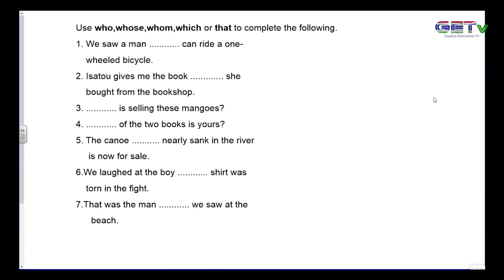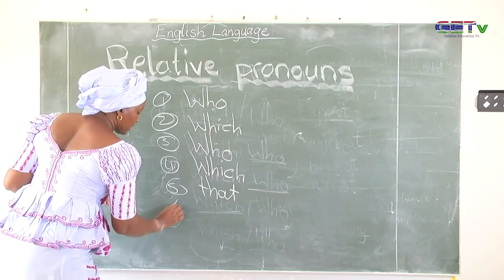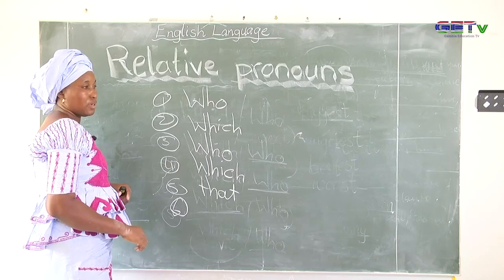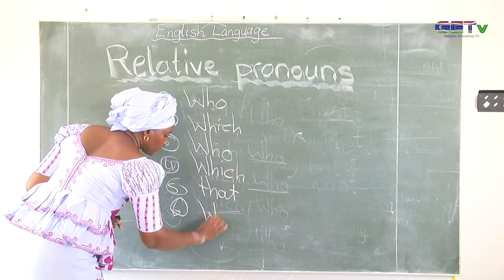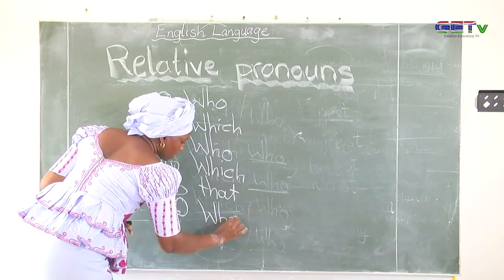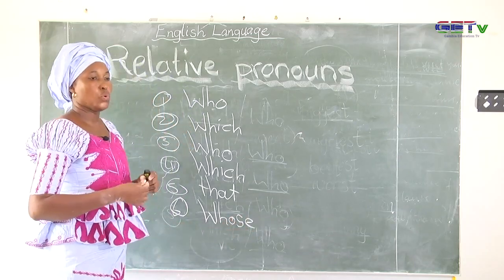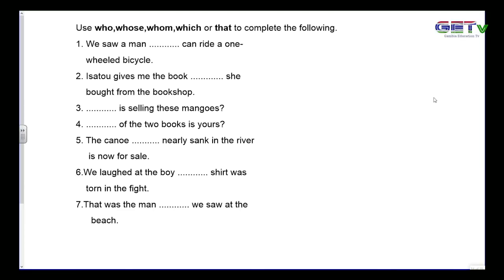And 6. We laugh at the boy that shirt was torn in the fight. We say 6 is whose: whose shirt was torn in the fight.